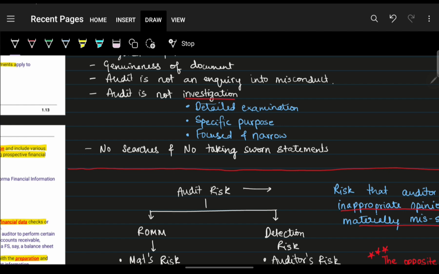Here auditors do not have the authority to conduct searches, and we cannot take any affidavits or sworn statements from people. We have a right to ask, but we cannot demand that particular information be given to us. All we can do is report. In our audit report we can disclose that particular problem.